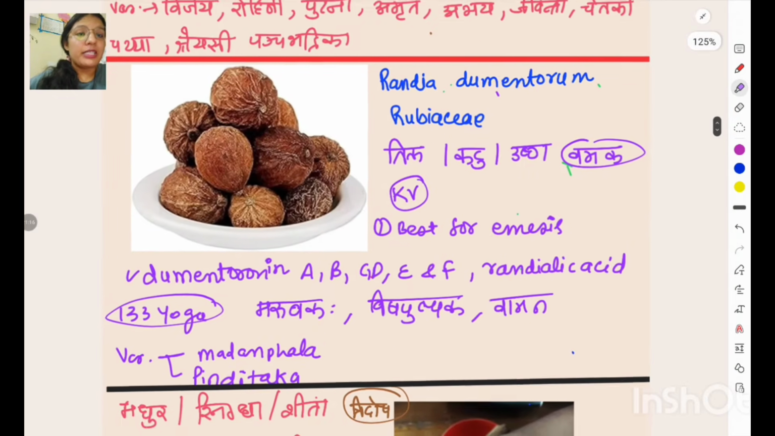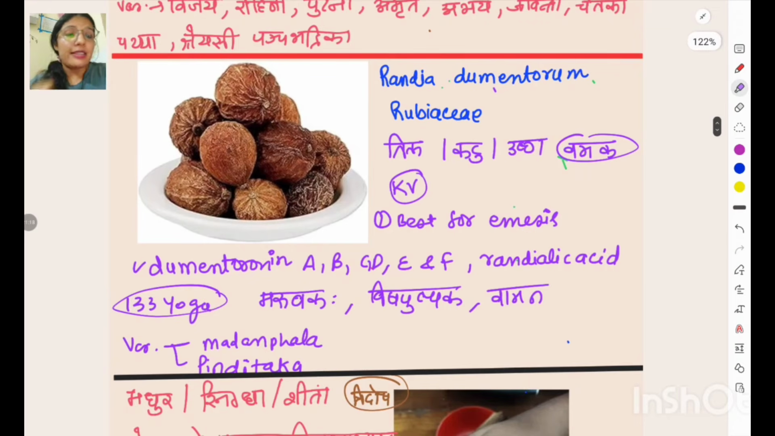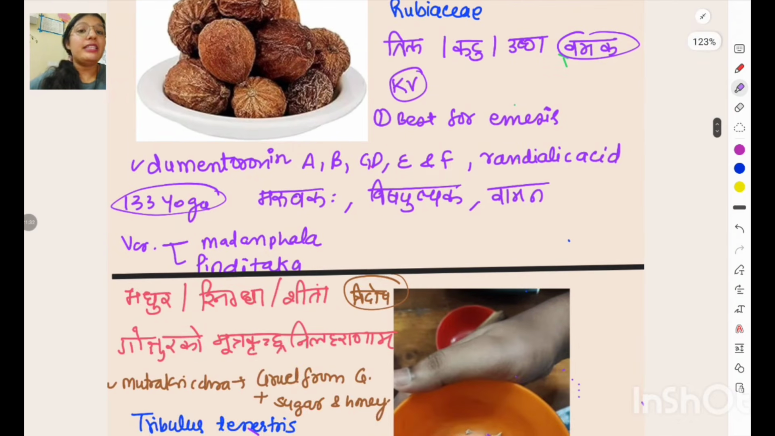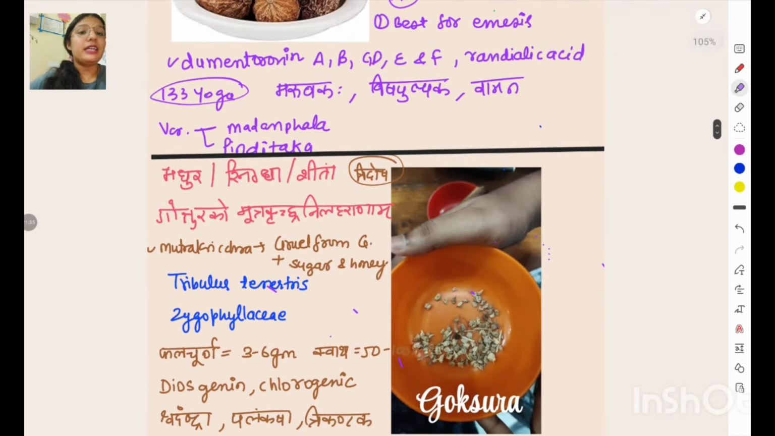Next is your Madanaphala, in which we are using fruit as an official part, Randia dumetorum. 2 members are there which have the same Rubiaceae family. One is Manjishta, second is your Madanaphala, and its Prabhava is Vamana. It's the very best drug for Vamana, and its varieties are Madanaphala and Pinditakam.